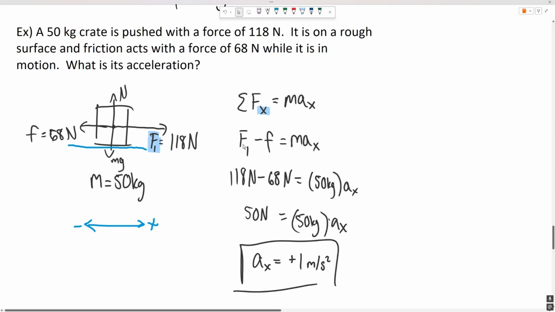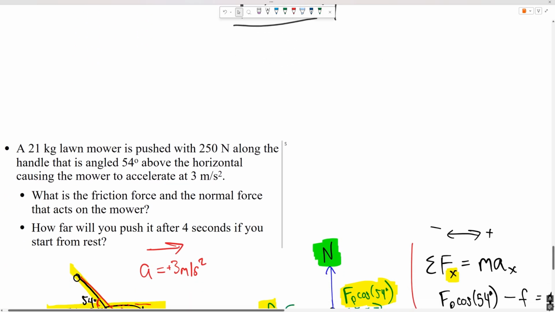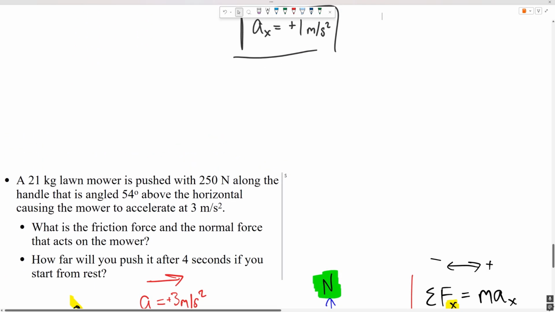So then if we plug in our numbers, F1 118 minus friction 68 gives us a net force of 50 newtons, which is equal to 50 kilograms times acceleration. Divide both sides by 50 to get our acceleration of 1 meter per second squared. Okay. All right, now let's do a little bit of a tougher one here.